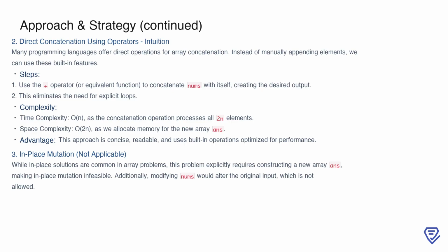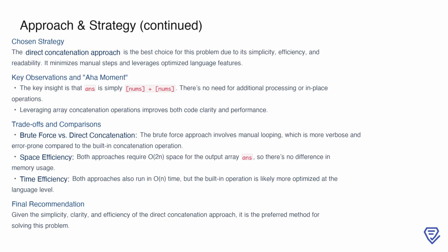It's also worth noting that while in-place mutation is often considered in array problems, it's not applicable here since the problem explicitly requires creating a new array without modifying the original input. Given the options, the direct concatenation approach emerges as the ideal strategy for this problem. It's simple, efficient, and leverages built-in language features for better clarity and performance.